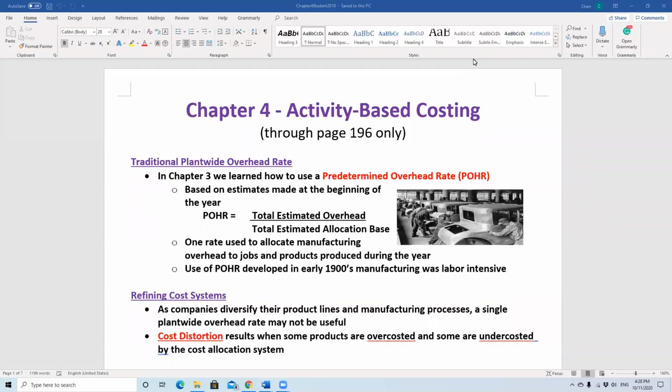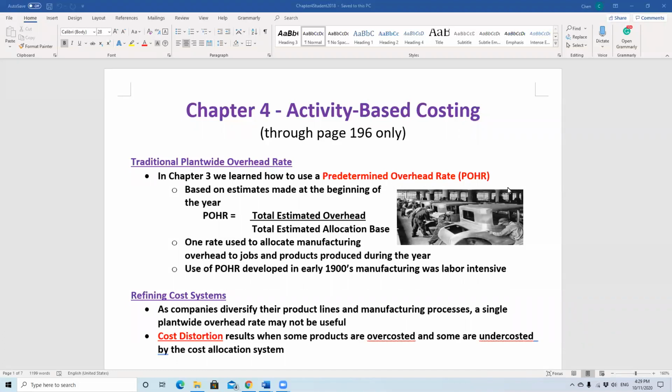Hello, everyone. So today I'm going to talk about Chapter 4, Activity-Based Costing, and it's short for ABC. This activity-based costing is based on Chapter 3, which is job costing. And the most important thing we understood in Chapter 3 is how to calculate the predetermined overhead rate.